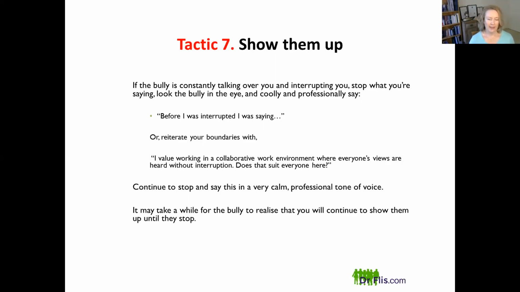Continue to stop and say this type of thing in a calm, professional voice, because it'll take a while for the bully to get the fact that you're going to call them and keep calling them until they stop. So you need to continue showing them up. By using these techniques, you're basically saying, I'm showing you up for what you're doing. I'm showing your behaviour up. I'm not letting you get away with this behaviour. I'm calling it.